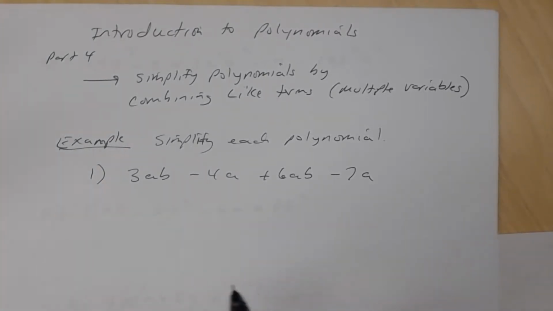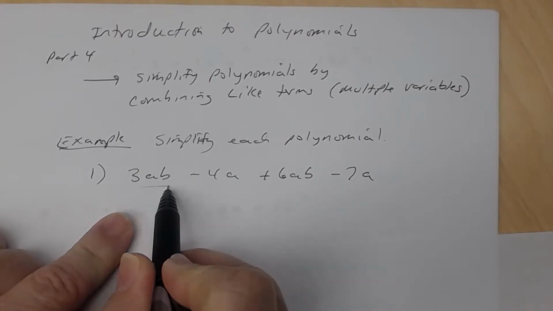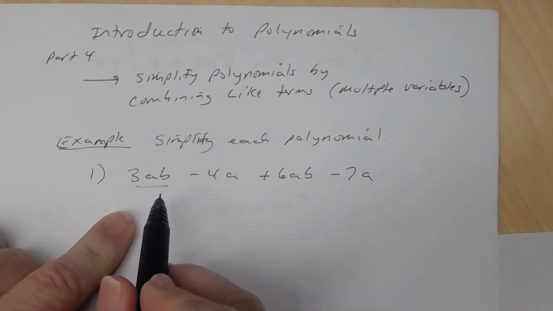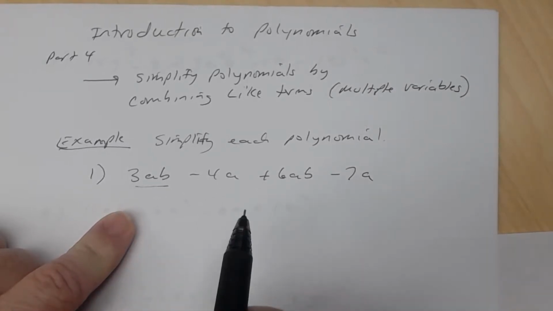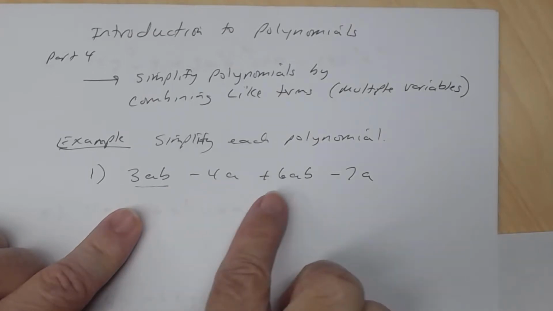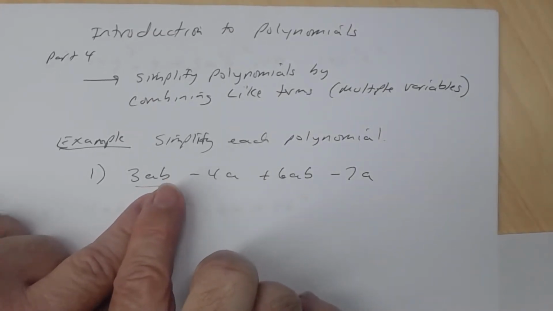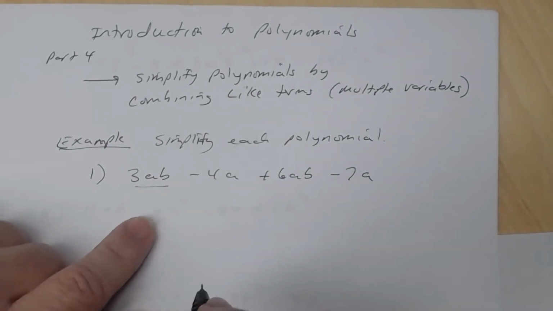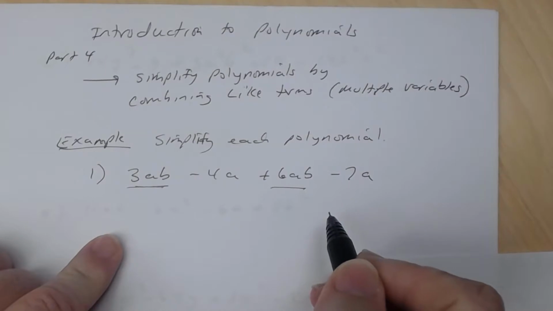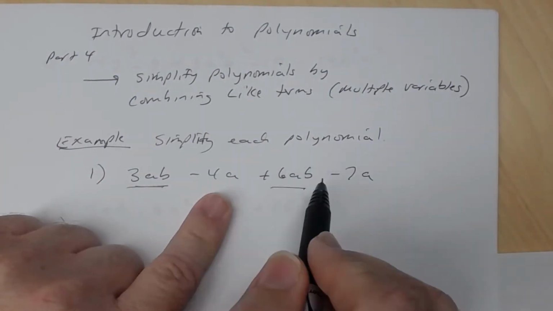All right, so the way I would do this is this. I would start with the first one and look at the variables. So the variables are a to the first, b to the first. And the question is, do I have any other terms that are like terms to it? So in other words, are there any other terms that have the variables a to the first, b to the first? And the answer is yes. There's this. So that means that this and this are like terms. Now, it did not matter. You could have started with the a's first. It does not matter.